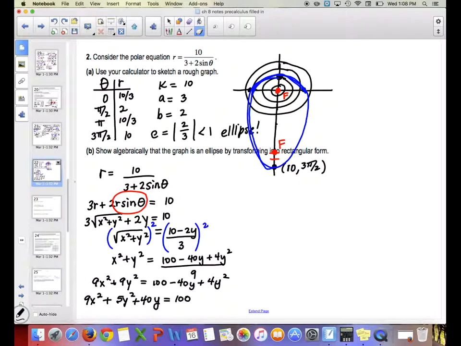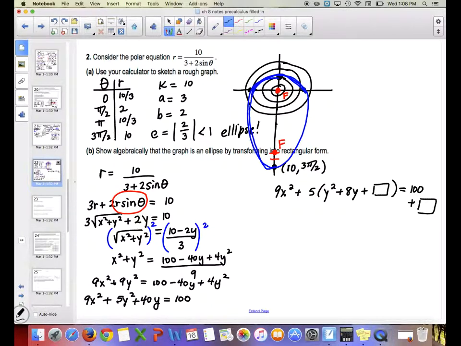So we're going to complete the square. So I need to pull something out. Do you guys remember? Yeah, the 5. So I have 9x squared plus 5, and then I do y squared plus 8y. You can leave a little blank there if you want. Equals 100 plus something else.